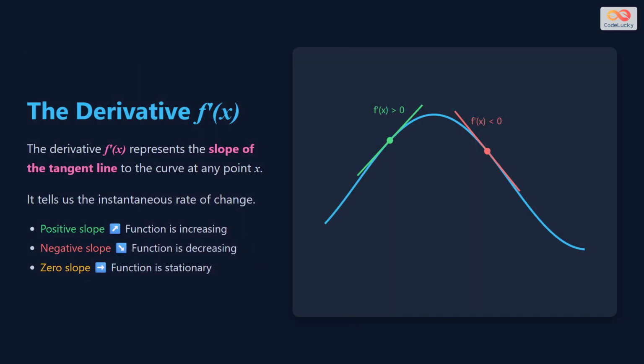To find these peaks without graphing every single function, we use the derivative, written as f prime of x. Remember that the derivative represents the slope of the tangent line to the curve. A positive slope means the function is going up, a negative slope means it is going down, and a zero slope means it is flat.